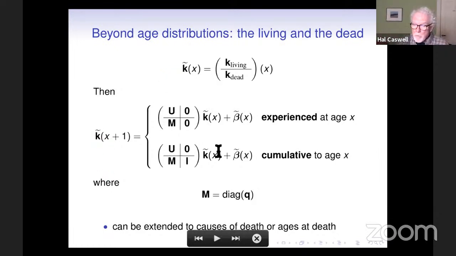And the model becomes almost exactly the same, except now we have a matrix that includes survival of the living kin, mortality of the kin that die, and just the difference between this zero and this identity matrix gives you the difference between calculating the deaths of kin that focal experiences at age X and the cumulative deaths of kin that focal has experienced up to age X.